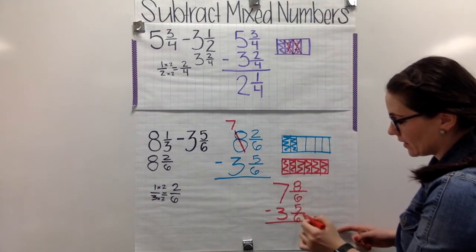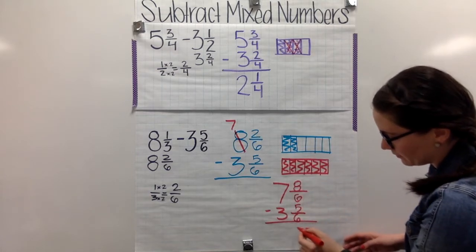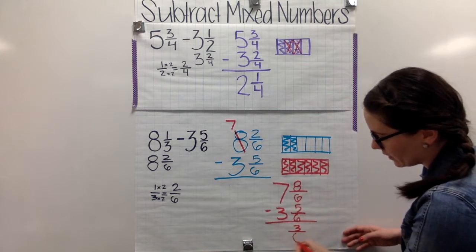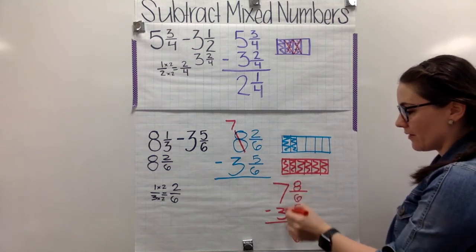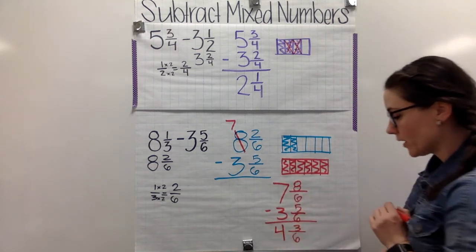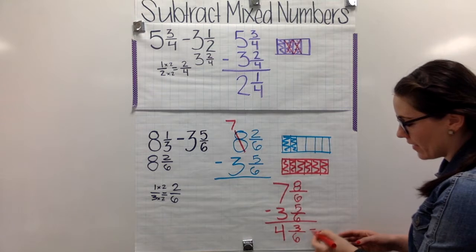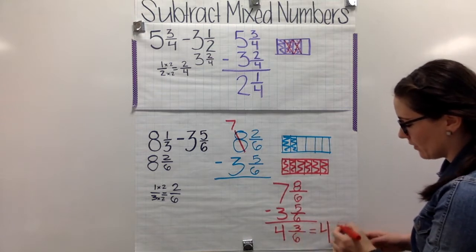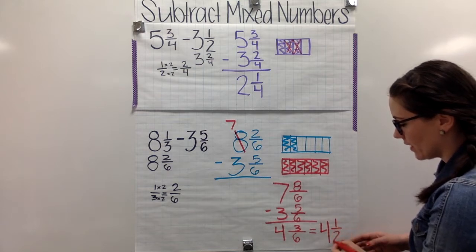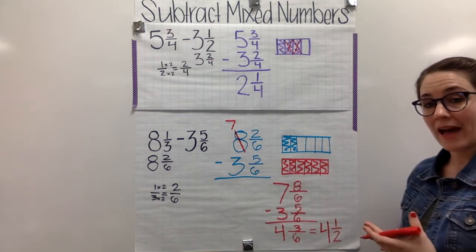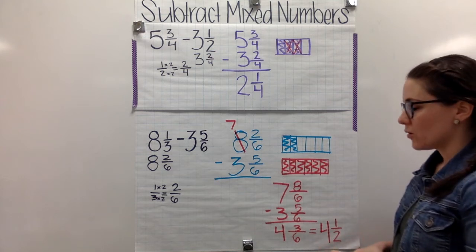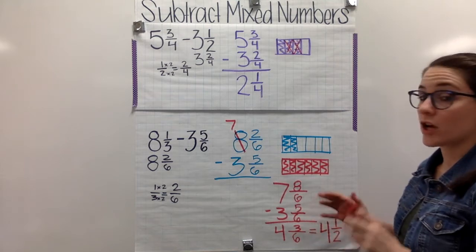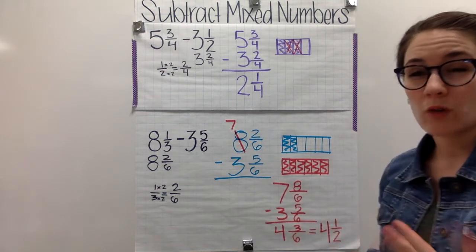So 8 sixths take away 5/6 is, well, it is 3/6. And 7 take away 3 is 4. And we know that 3/6 is equivalent to a half. So we could also say that that is 4 and 1/2. So that is subtracting with ungrouping.